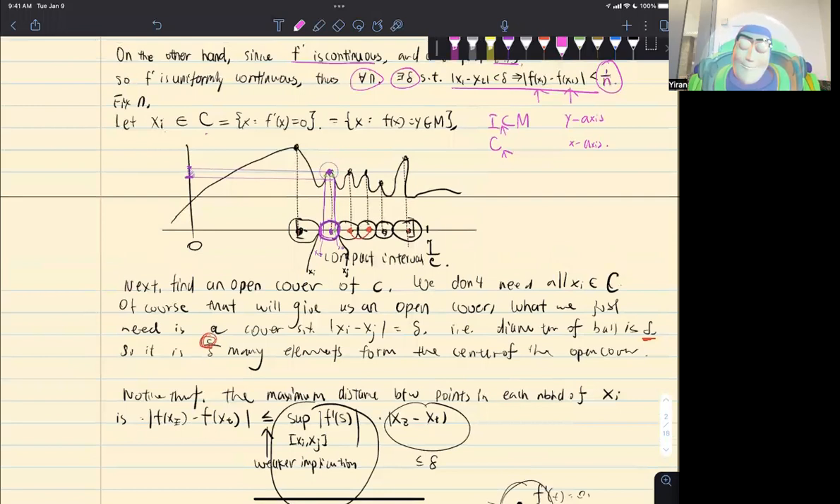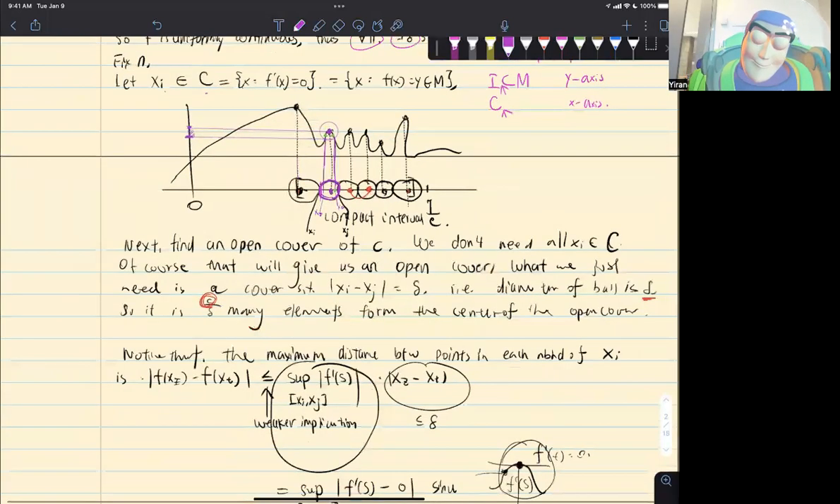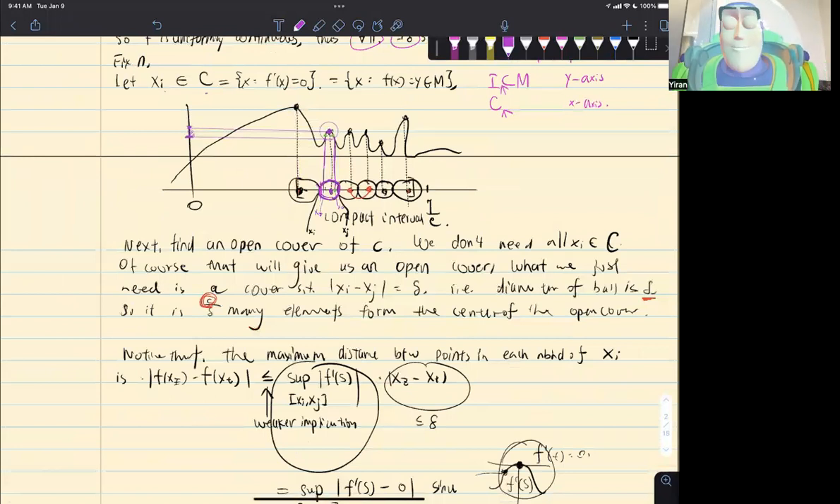Let's see, in the neighborhood of xi. Right. So let's just focus on this purple ball. By the corollary of Taylor's theorem, if we pick any 2 points inside of this interval, which is xi minus delta over 2 to xi plus delta over 2, those 2 points, the distance must be less than the diameter delta, right?